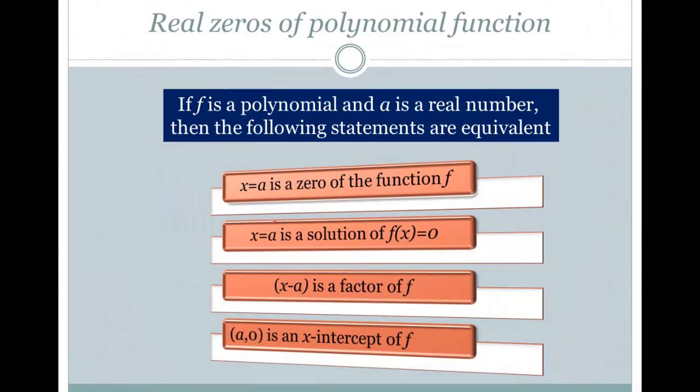Here's a statement about zeros. If x equals a is a zero of a function, then x equals a is a solution to f of x equals 0. In other words, f of a is equal to 0. These are all equivalent statements: x minus a is a factor, and (a, 0) is an intercept. Make sure you understand this. This stuff is important. You should know it. This should be somewhat familiar to you, and we're going to use this in a couple of our examples.